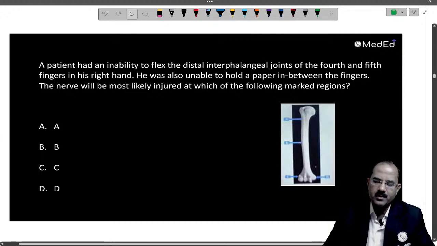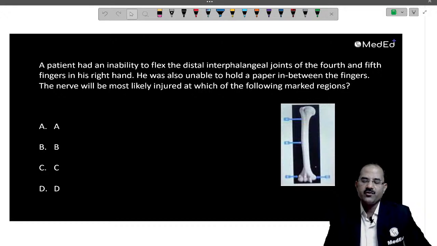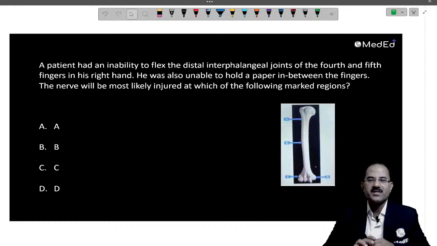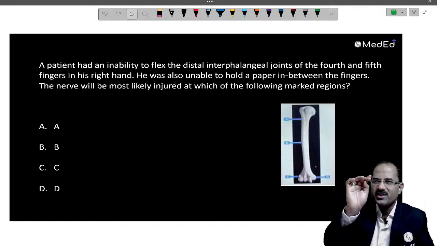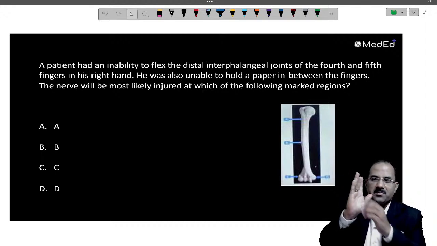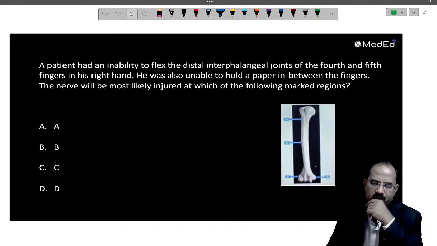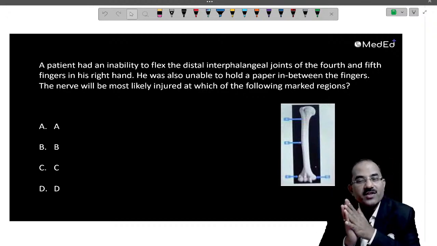Okay, come on. Easy MCQ. A patient had inability to flex the distal interphalangeal joints. Bacho, distal interphalangeal joints of 4th and 5th digits of the right hand. That means the person cannot flex the distal interphalangeal joints of the ring and the little finger, 4th and 5th digits. He was also unable. So that means which muscle is this?